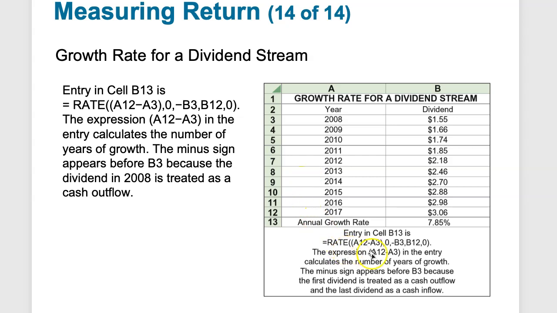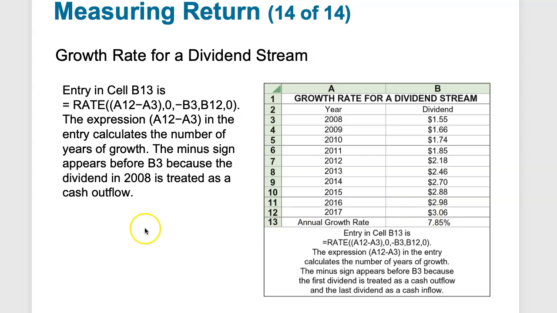If we calculate, we take the dividends from, first let's take a number of years. So if we take 2017 in cell A12 and subtract it from 2008 in cell A3, we'll get the number of years. So this would give us our years. And then if we look at B3 as the present value and B12 as the future value, we're going to get an annual growth rate of the dividend.